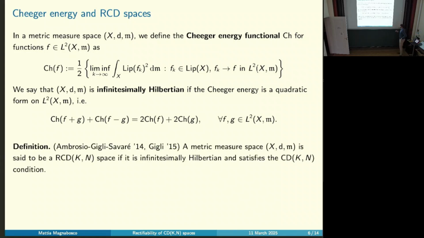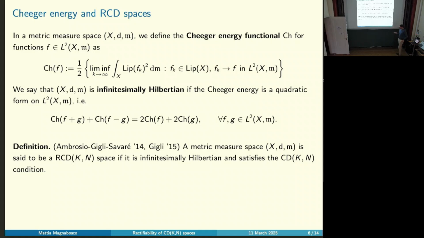So this was the basic idea, and then RCD spaces were introduced by Ambrosio, Gigli, Savaré, and Gigli for the finite dimensional case. And in general, RCD KN spaces are just CD KN spaces satisfying this infinitesimal Hilbertianity assumption. And the idea is that this infinitesimal Hilbertianity assumption forces the space to be locally similar to a Riemannian space. And indeed, this R in RCD really stands for Riemannian. And in some sense, this adds structure and forces your space to be Riemannian-like.